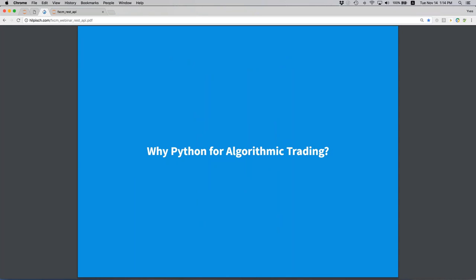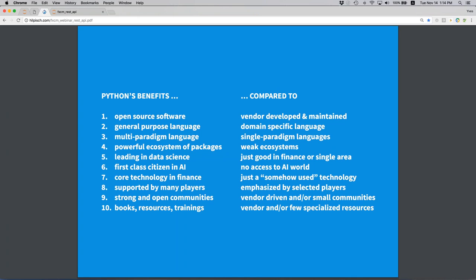After this little introduction and explanation why I think that machine learning is so important for our field, a quick review and recap why Python, because everything that I will show later on will all be based on Python. Python's benefits are numerous. I focused here on 10. It's open source, general purpose, multi-paradigm. I think one of the major reasons for us in finance to use Python is the powerful ecosystem, number 4. But also that it's leading in data science and a first-class citizen in AI.